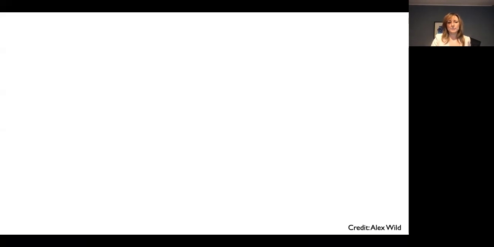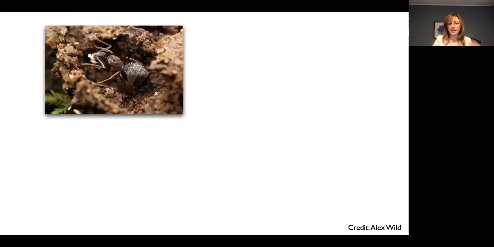So ants are considered eusocial, as are some species of wasps and bees and termites. And that means that in their groups, they have this very interesting organization. The ants in particular start with a reproductive queen. She lays the first batch of eggs by herself.